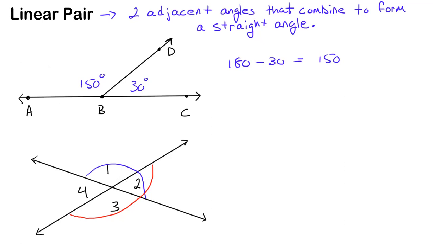Well, then how about angles 3 and 4? Angles 3 and 4 also fall along the bottom of the same line as 1 and 2, so they make a linear pair. They have to equal 180 degrees. And finally, angles 1 and 4 also fall on a straight line, so together they make a linear pair as well.